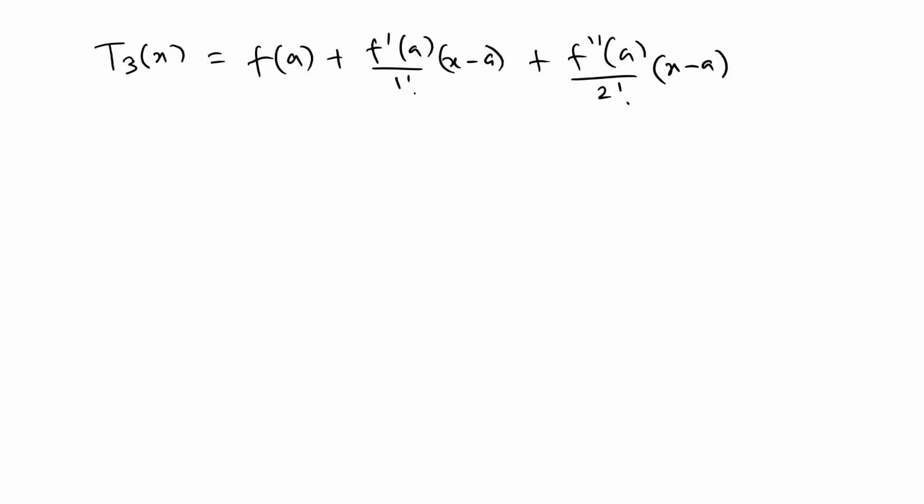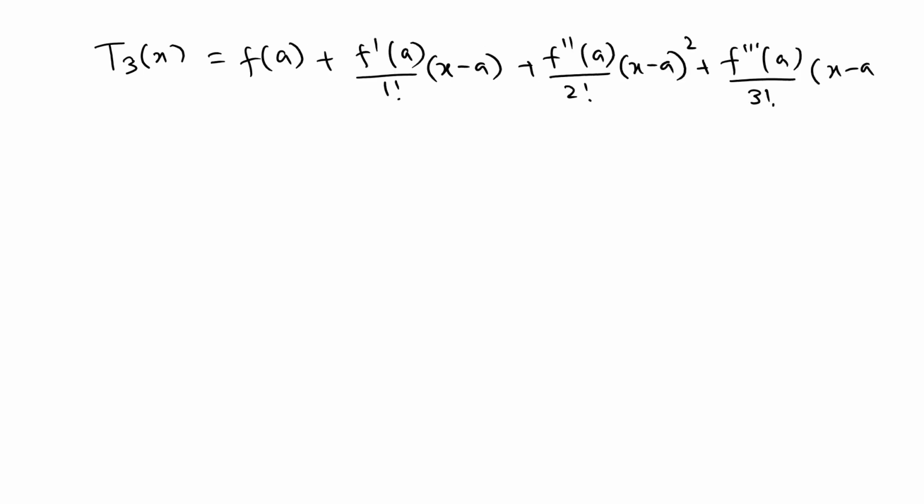If you write the formula, it is f(a), and then f prime(a) over factorial 1 times (x minus a), and then we have f double prime(a) over factorial 2 times (x minus a) squared, like that. So we have (x minus a) cubed. Those are the first four terms. That means you're going to get up to 3, one less. So this is a degree 3 polynomial, a third degree polynomial.